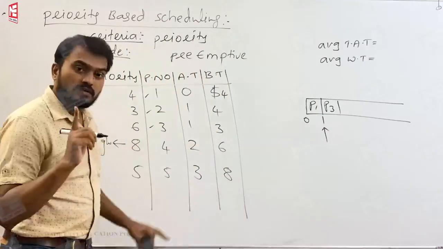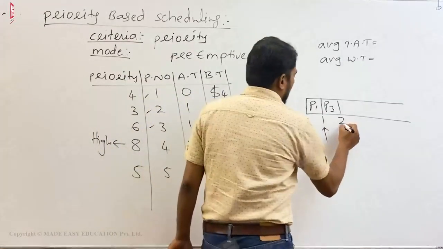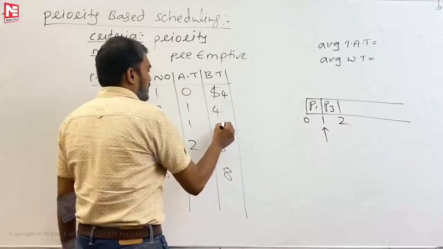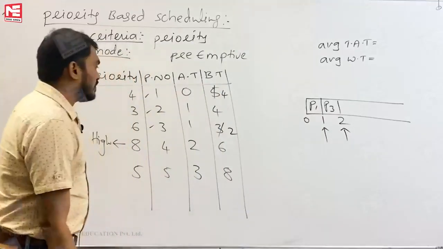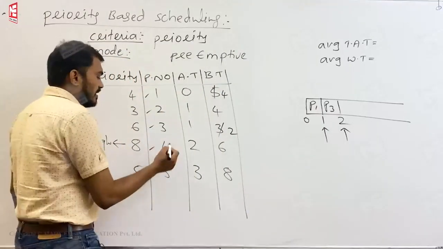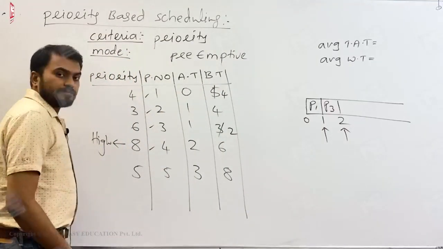Remember that it requires 3, but you execute only 1 unit. So that is 2. Okay, so what will be its remaining time? 2. Next, present time is 2. By the time 2, is there any other process also available? Yes. Look, P4 has arrived.